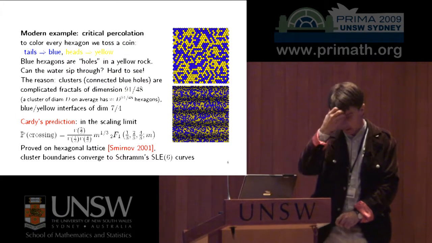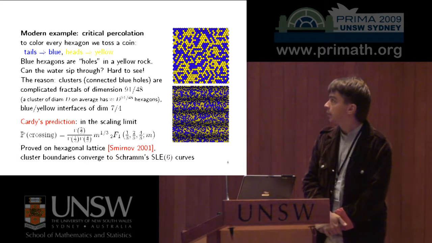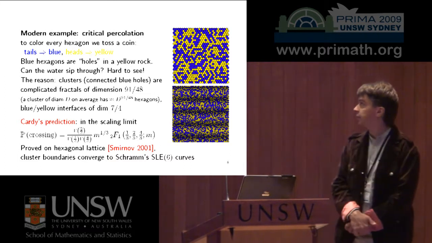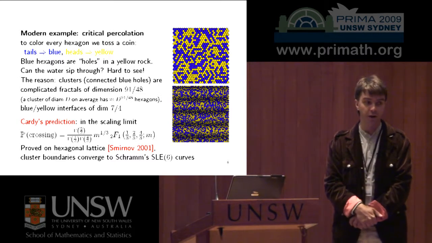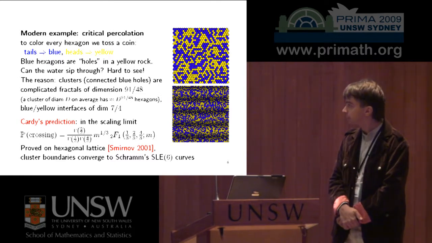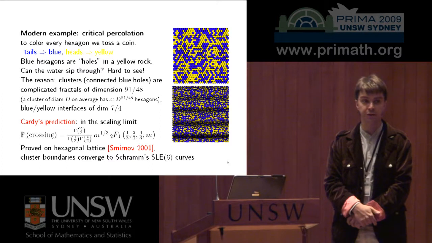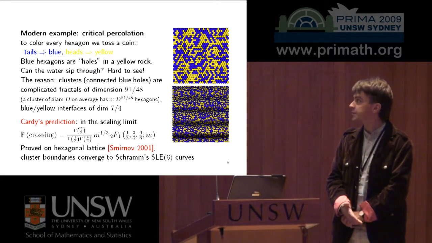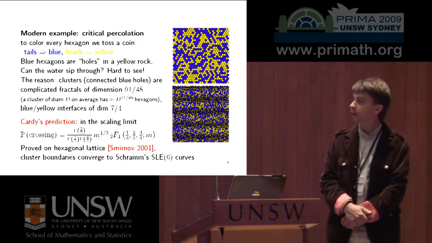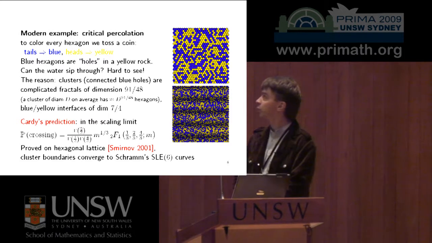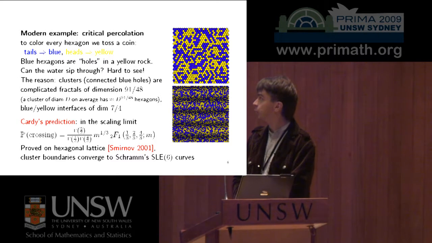So here is a more recent example. This is the model which is called critical percolation. Here it's done with a hexagonal lattice because for the time being that's the only lattice where we can do it. So it becomes the simplest model to describe. Again, for every hexagon you just toss a coin. There is no interaction whatsoever. So if the coin comes up heads, you color it yellow. If it comes up tails, you color it blue.